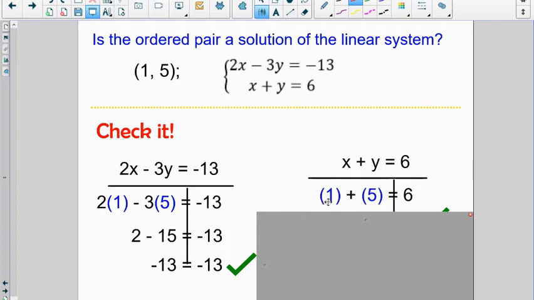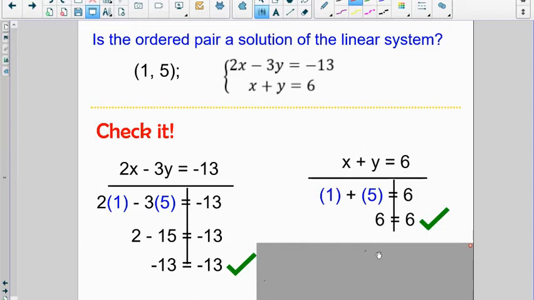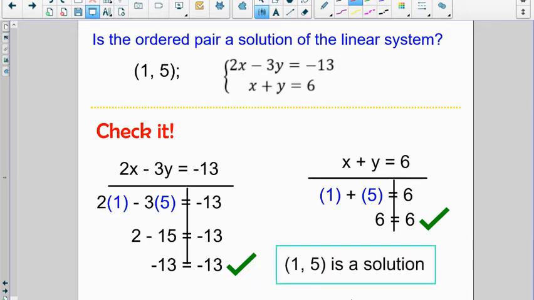We substituted in our values for x and y, and we got 1 plus 5 equals 6, which is also true because 6 equals 6. So (1, 5) was a solution to the first equation. (1, 5) was a solution to the second equation. So (1, 5) is a solution to the system.